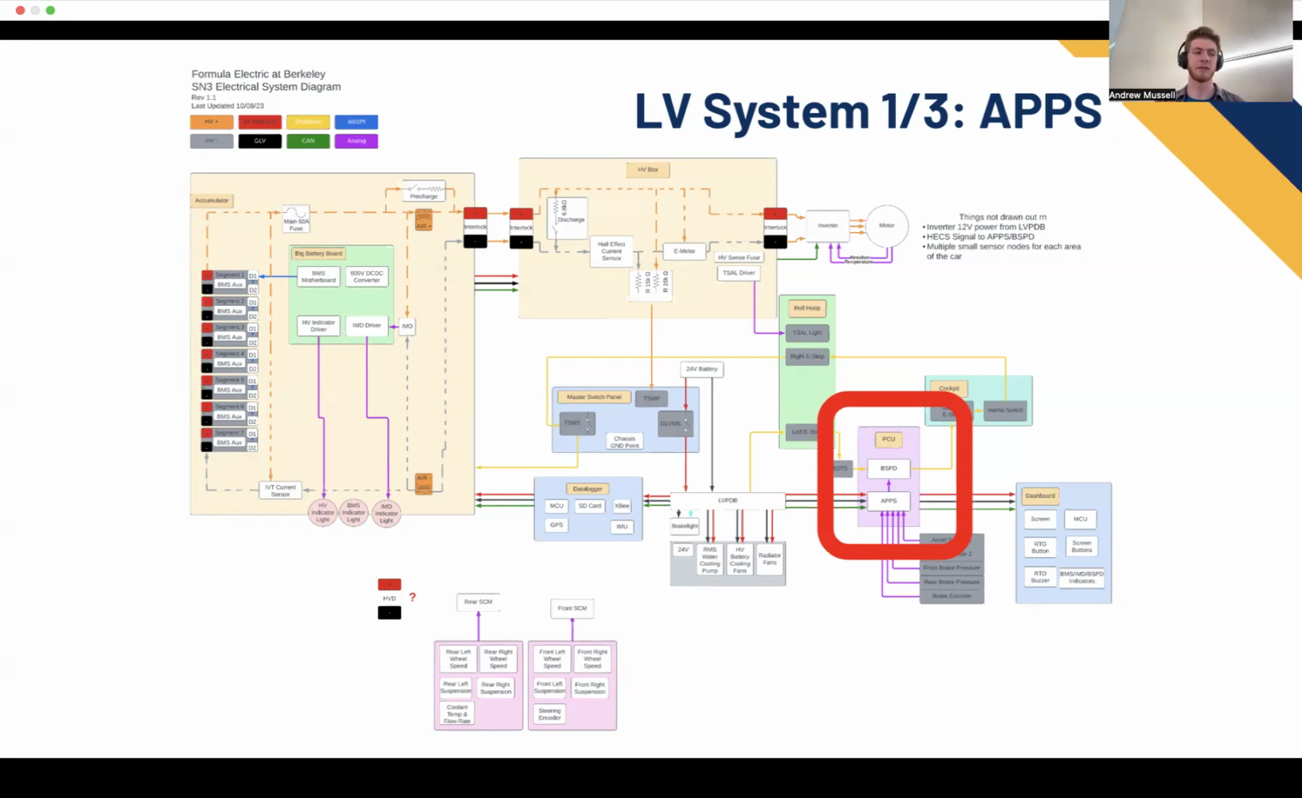The brake encoder is meant for some testing, figuring out how we want to do regen controls, which is a whole other topic that we can dive into really deeply if you guys are interested, but that's a completely different conversation.